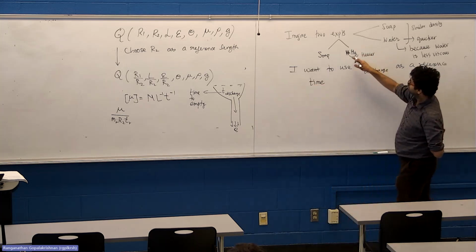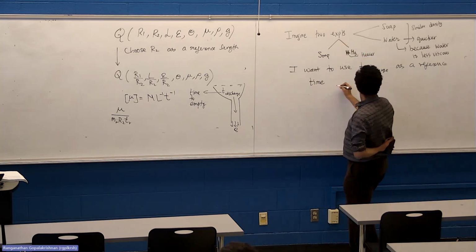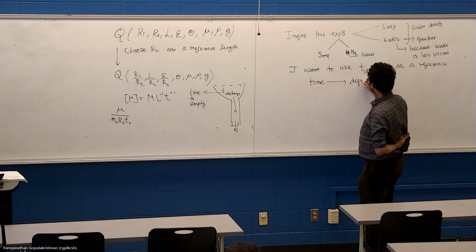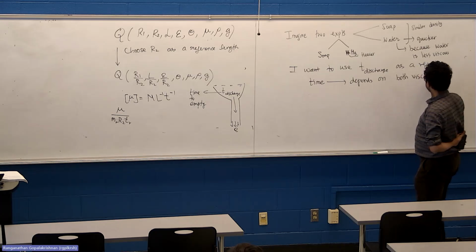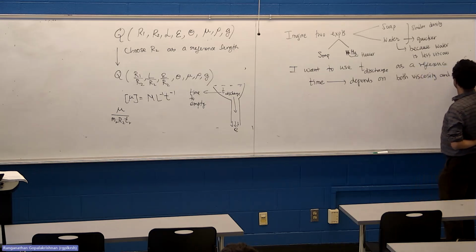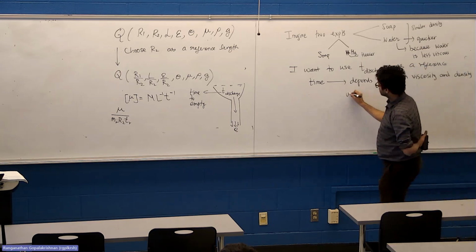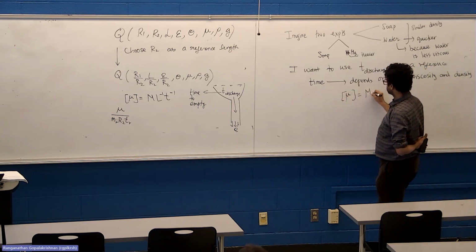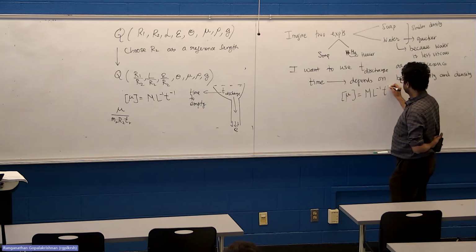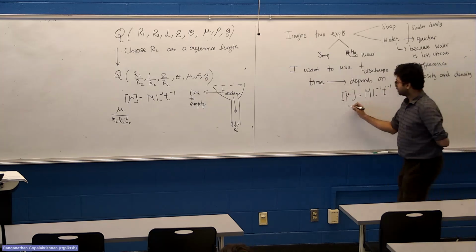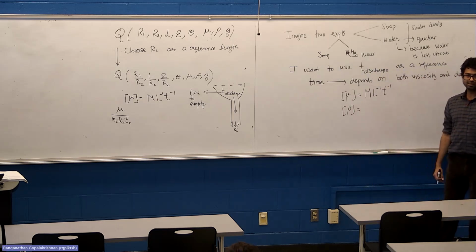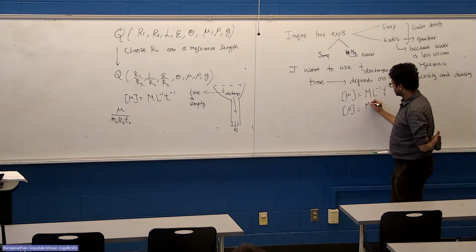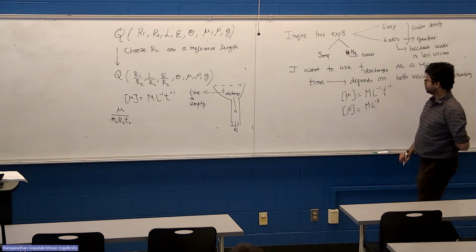So I'm going to think that this discharge time depends on both viscosity and density. What's the dimension for viscosity? We just did that. Mass per length per time. What's the dimension for density? You know this from your high school. What is density? Mass per unit volume. So this is mass per length cubed.